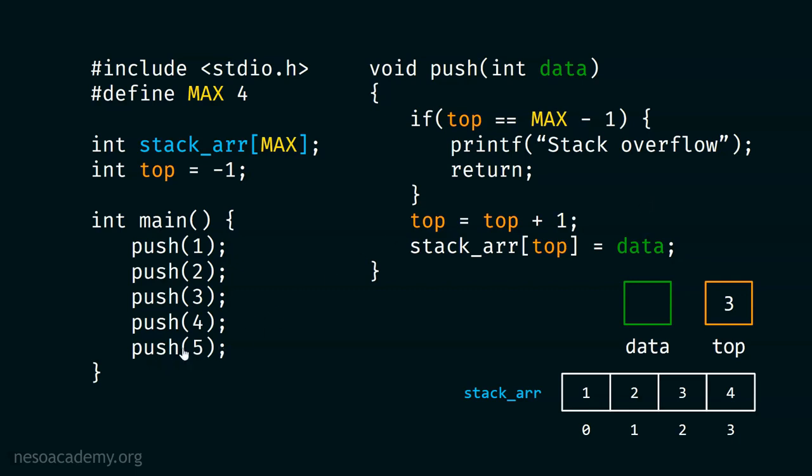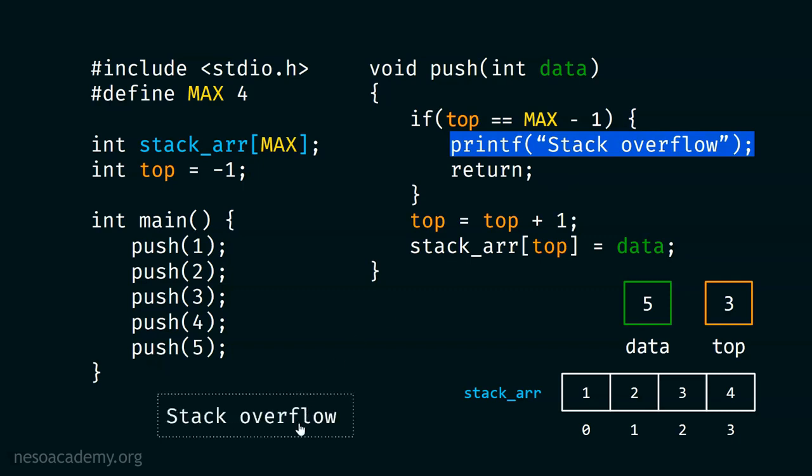Now here you can see we are trying to push this element 5 onto the stack. Obviously this data variable will receive this value 5. After this we will check this condition. Is top equal to max minus 1? You can see that top is 3 and max minus 1 is also 3. Therefore, we can get inside this if construct, and after this printf function is evaluated, we'll get this message on the screen, stack overflow, right? And then we can return back to the caller. This means we'll return back here. Isn't that simple? I hope the idea is clear to you.